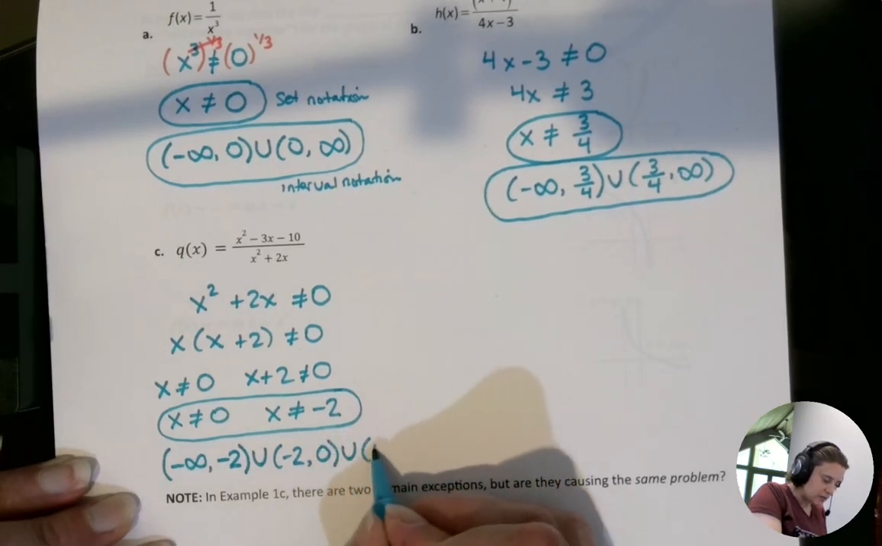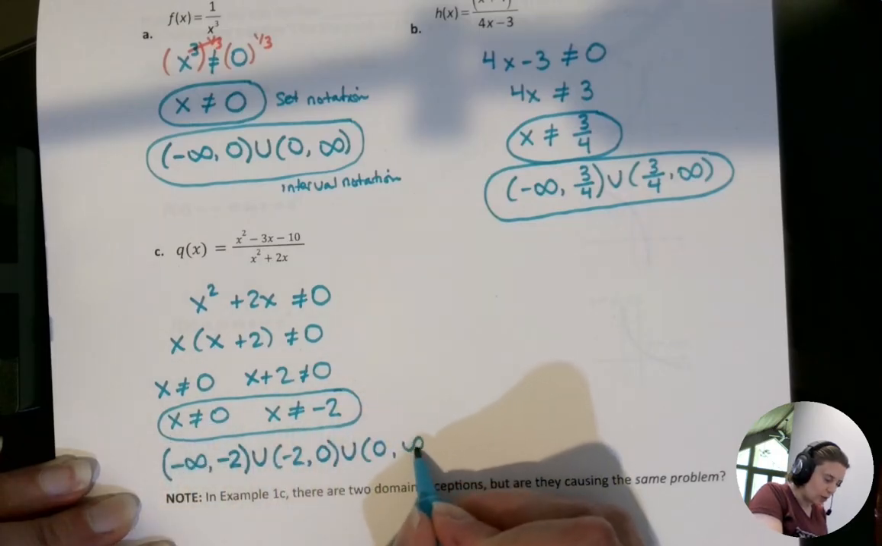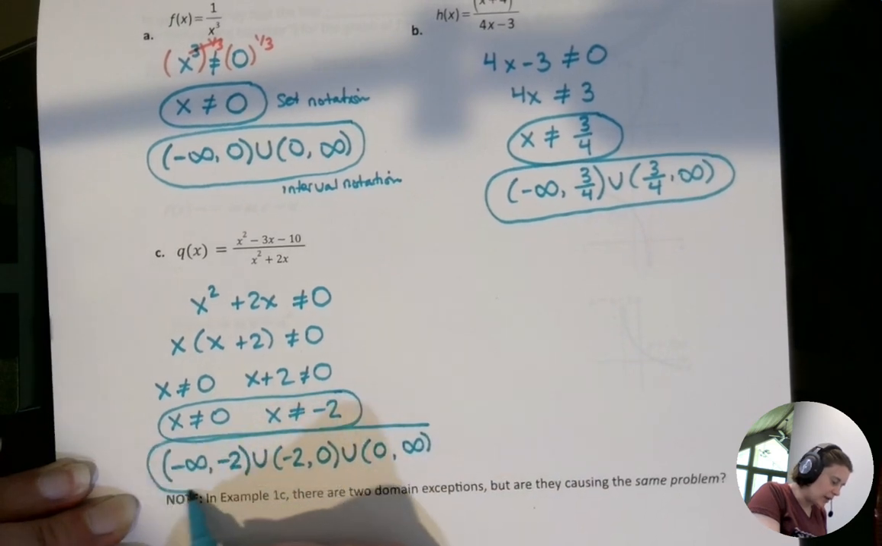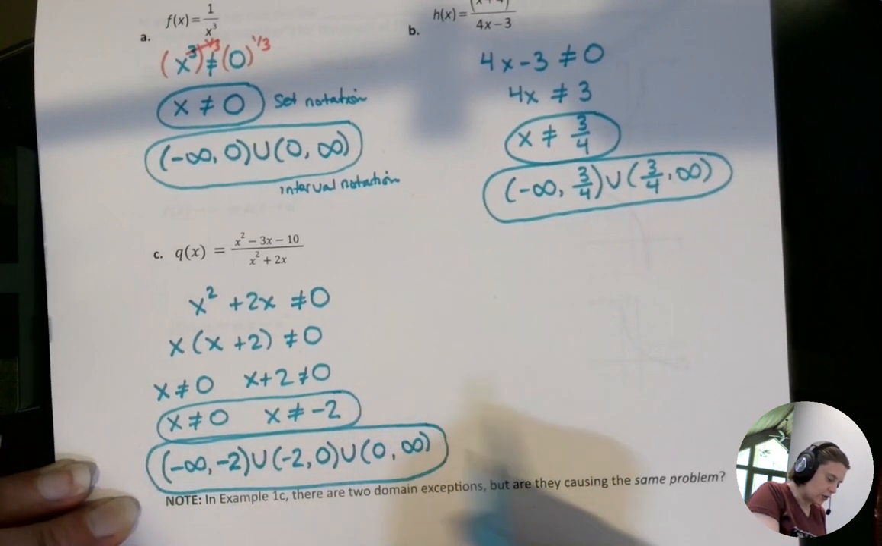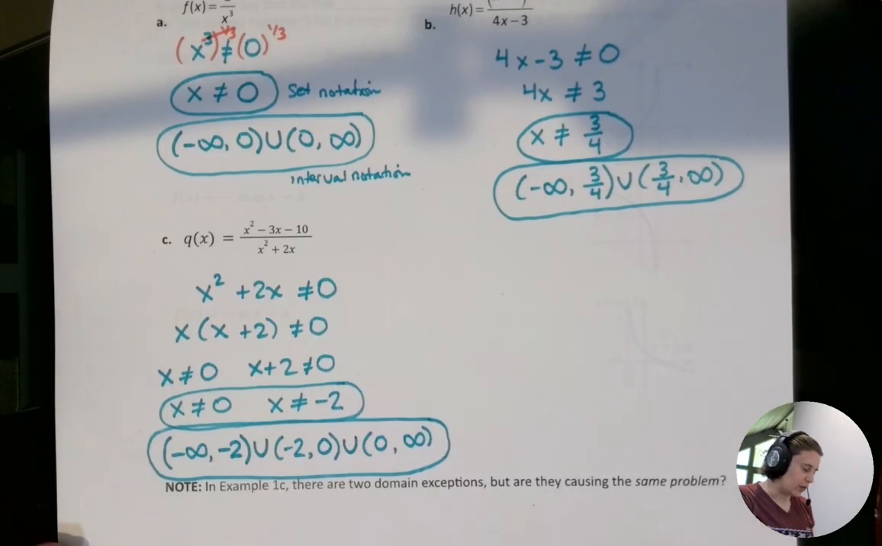And then we're going to go from 0 until there's no more exclusions. So we'll go from 0 all the way to infinity. So this is going to be our domain expressed in interval notation. All right, now I did mention the numerator and what that can do for this as well, and the note at the bottom here is going to play into that.